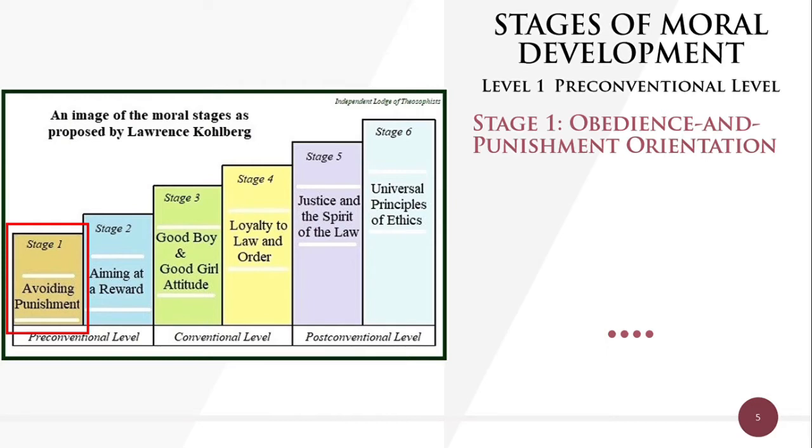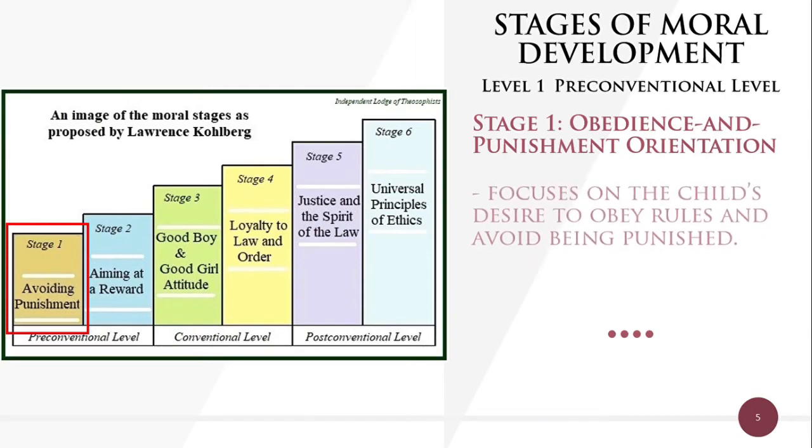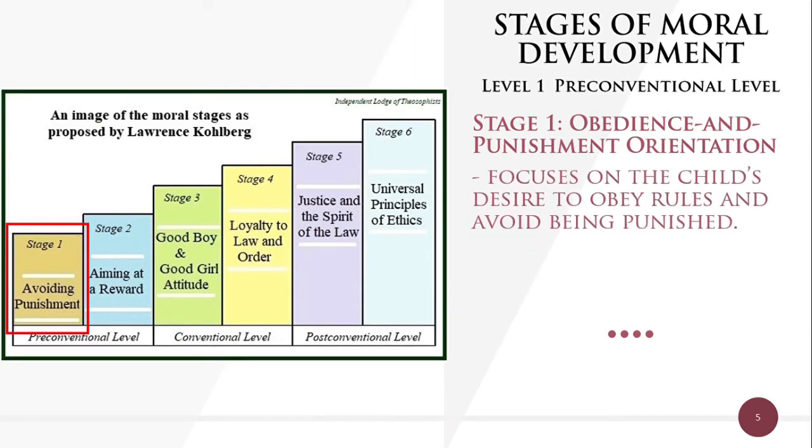So stage one, for example, an action is perceived as morally wrong. It focuses on the child's desire to obey rules and avoid being punished. So example, an action is perceived as morally wrong because the perpetrator is punished. So kapag nakita ng bata na may pinarusahan, let's say for example, pinalo, nakita niya pinalo yung kaklase niya, ibig sabihin, iisipin ng bata na nasa stage 1 ng moral development, yung bata may ginawang hindi maganda. So yan ang concept nila ng right or wrong.